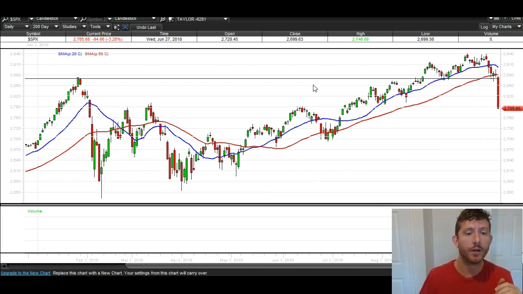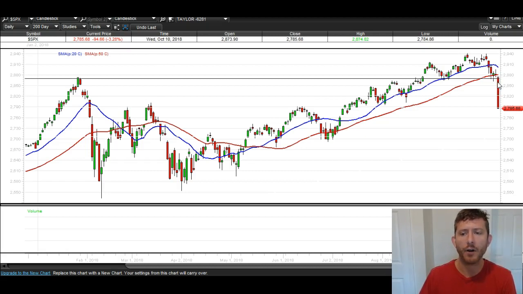Once we break over that resistance, you want to see it keep bouncing and then continue higher. We did not do that. That's the first sign that we could be heading lower from here, even more so than where we're at.